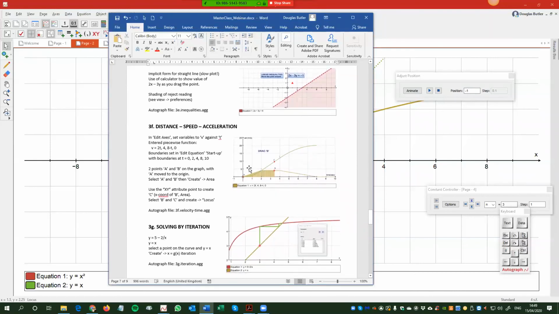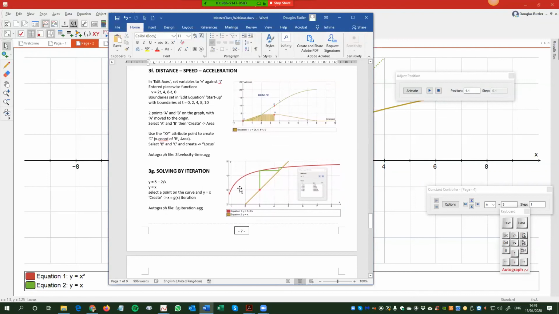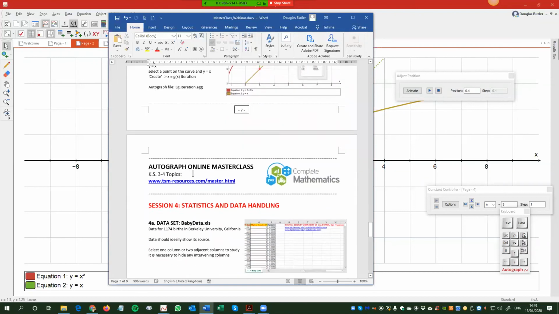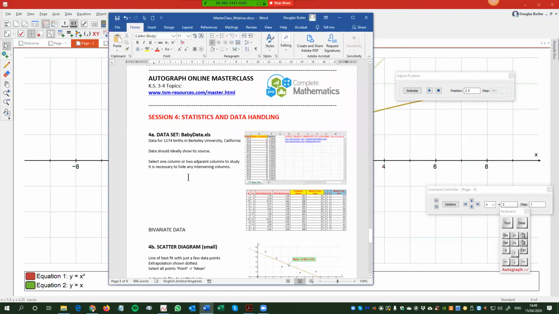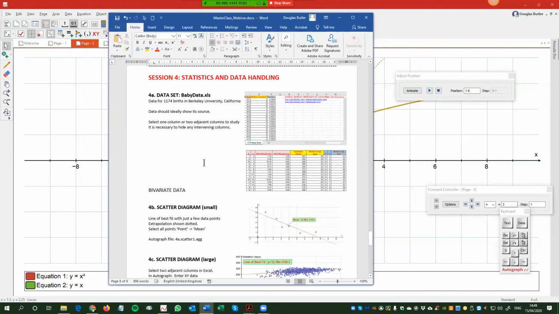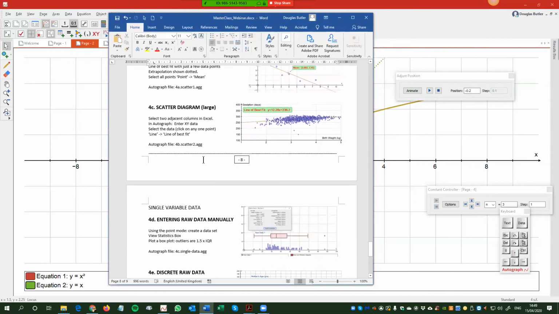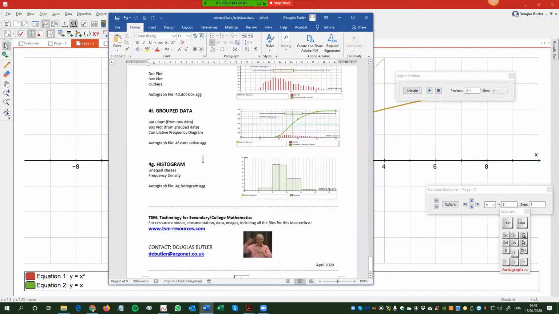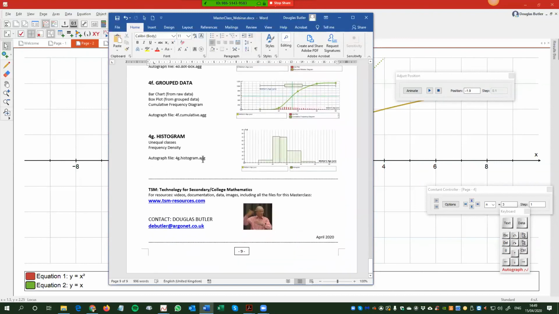Distance, speed, acceleration. Again, it's all dynamically linked to this function here. And solving by iteration, a slightly surprising topic in GCSE, but there it is. But again, it makes a lot more sense if you can see what's actually going on screen. And then finally, the last section is on statistics and data handling. Lots of pretty diagrams to come. So there we are. I think that concludes this.